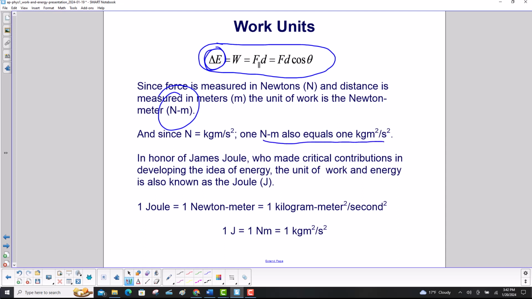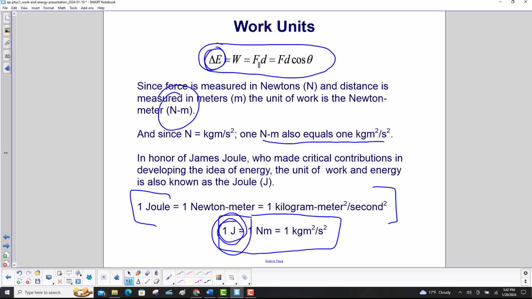In honor of James Joule, who made critical contributions in developing the idea of energy, the unit of work and energy is also known as the joule. So the joule is 1 newton meter, which equals 1 kilogram meter squared per second squared. And this is how it's abbreviated. 1 joule is 1 newton meter equals 1 kilogram meter squared per second squared, and we'll just go ahead and use joules.